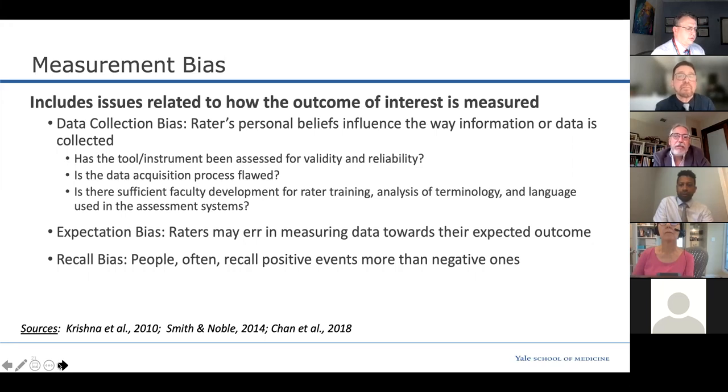There's an expectation bias where graders will err in measuring data towards their expected outcome. In the second narrative we just walked through, it seemed like that grader might have had an expectation that an international student may not be as good in whatever clinical skills as Americans. If that's the case, that person may, even in a quantitative study, wind up, whether they realize it or not, downgrading the score for that person because they expected them to be a little bit lower.